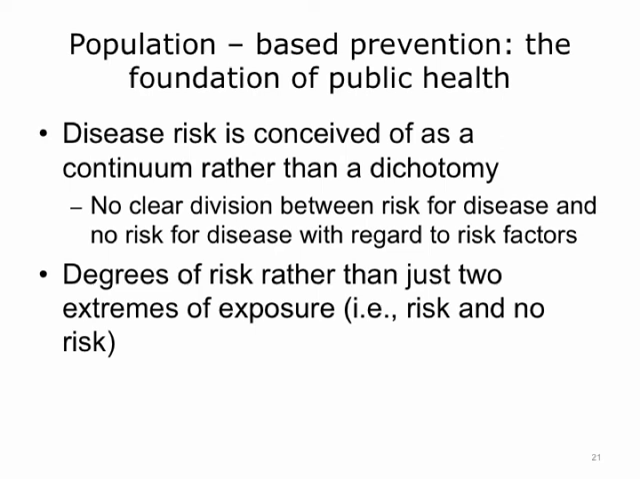3 points are most important to understanding population-based prevention, which is the foundation of public health. First, disease risk is conceived of as a continuum rather than a dichotomy. There is no clear division between risk of disease and no risk for disease with regard to levels of risk factors, for example, blood pressure, cholesterol, physical activity, diet, and weight. People don't have blood pressure, yes, or blood pressure, no. They have levels of blood pressure that put them on a continuum of risk. Any population model of prevention recognizes that there are degrees of risk, rather than just extreme risk and no risk.